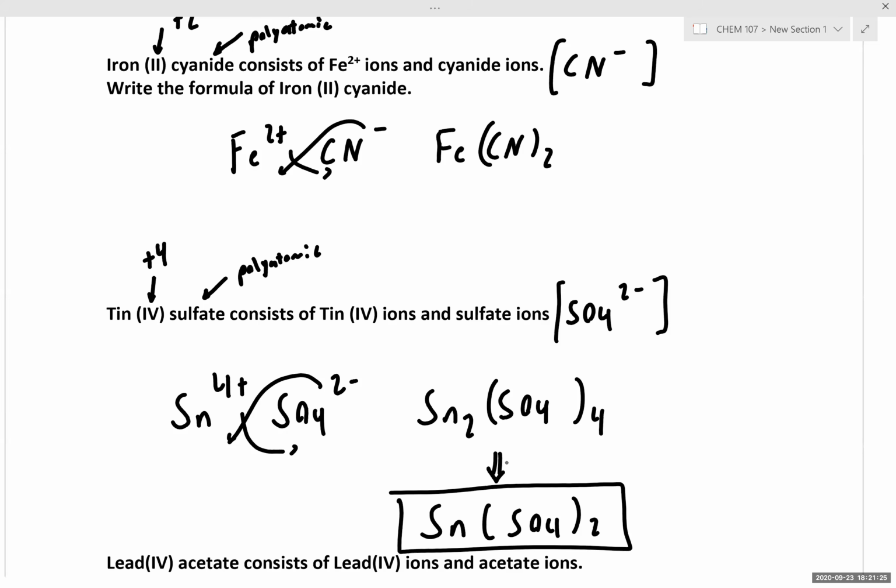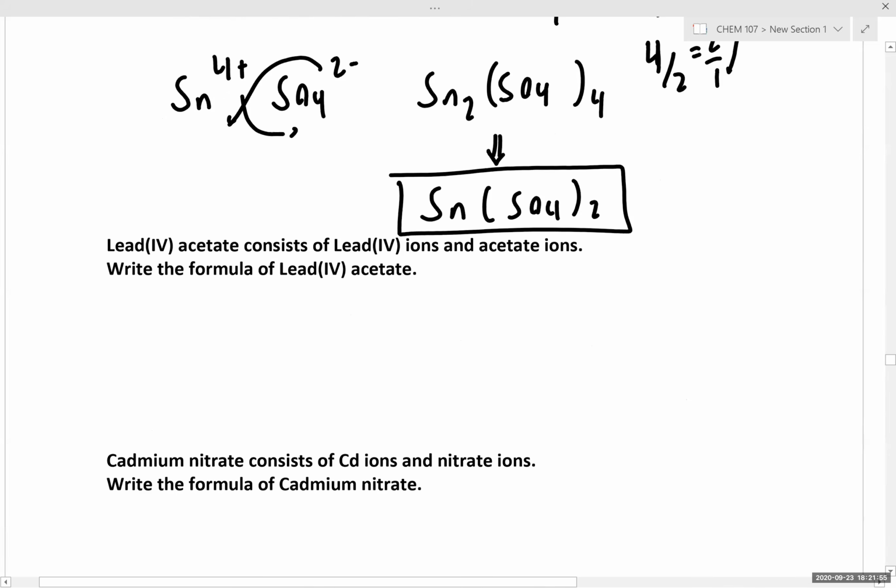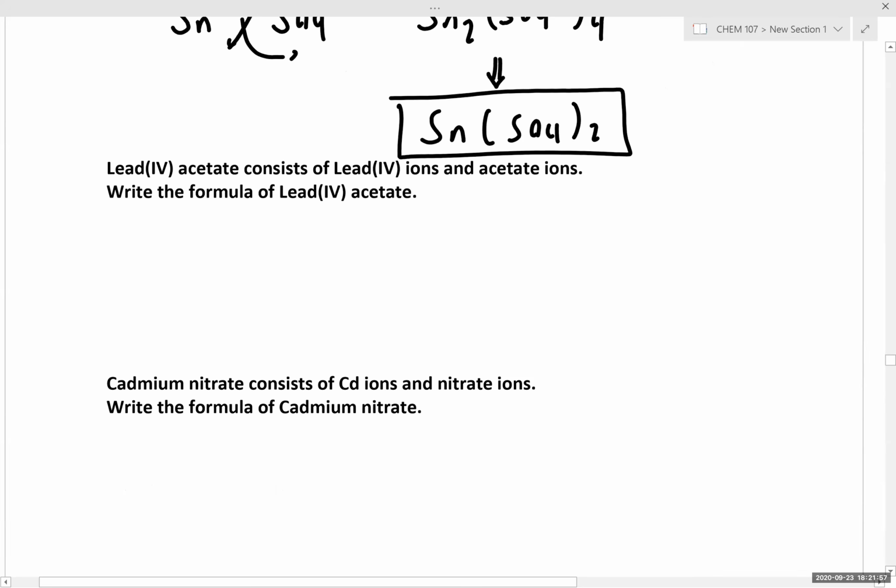How do we simplify just 2 minus 4? It's not 2 minus 4, but you take 4 divided by 2, and that gives you a 2-to-1 ratio. Got it. Thank you. You want the simplest whole number ratio, so no fractions. Does that make sense? Yes, thank you. Perfect.